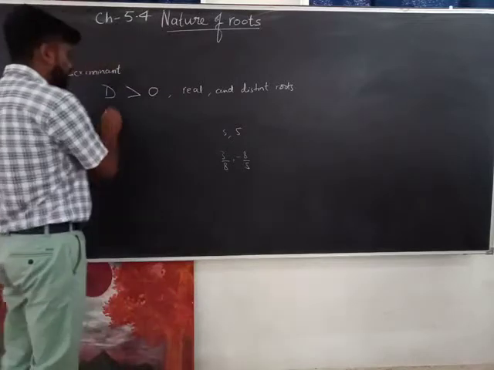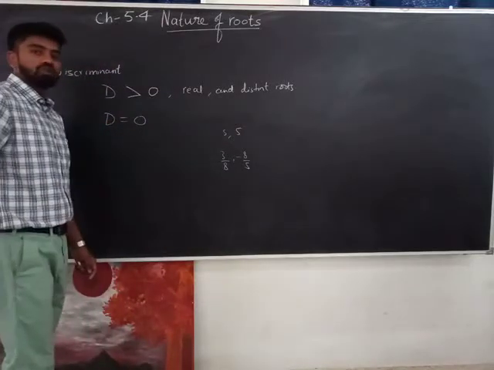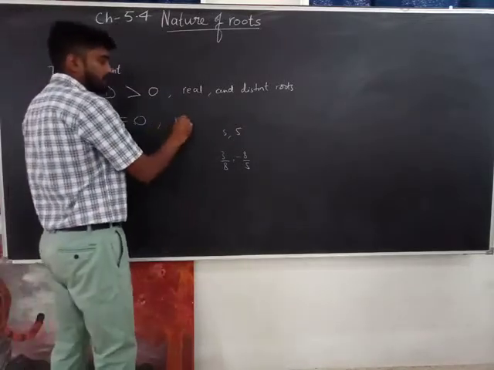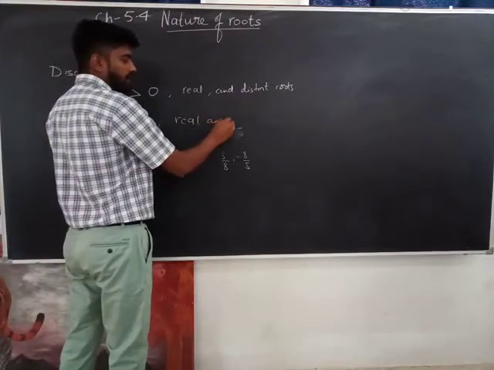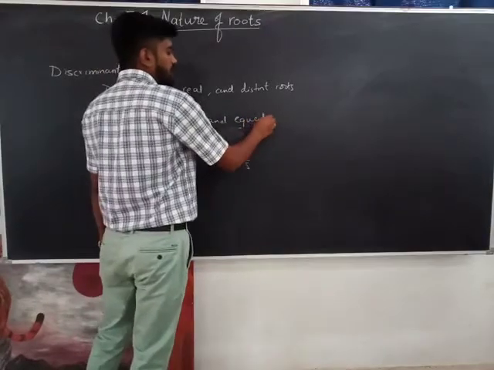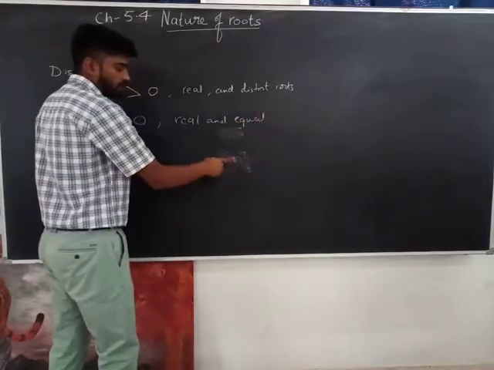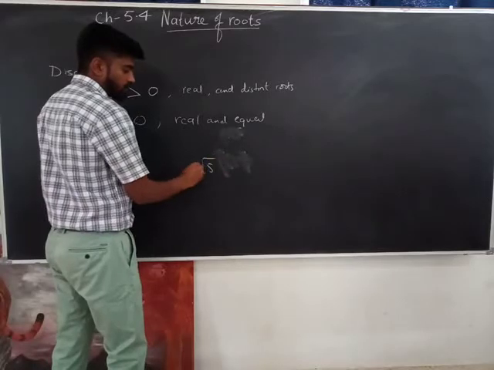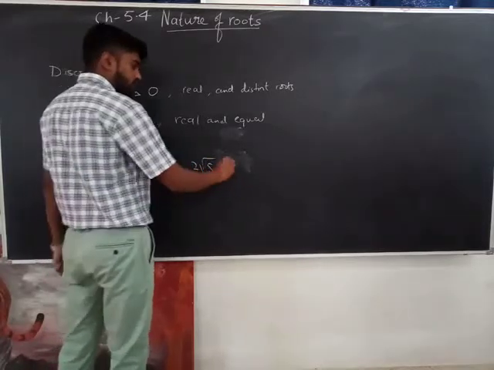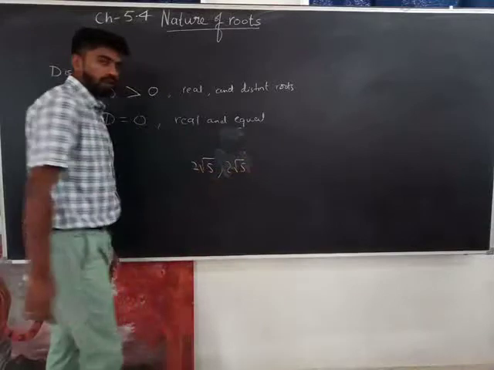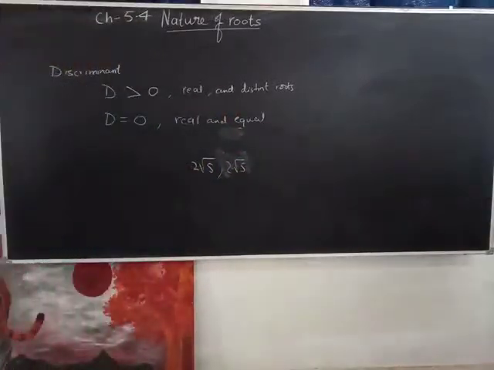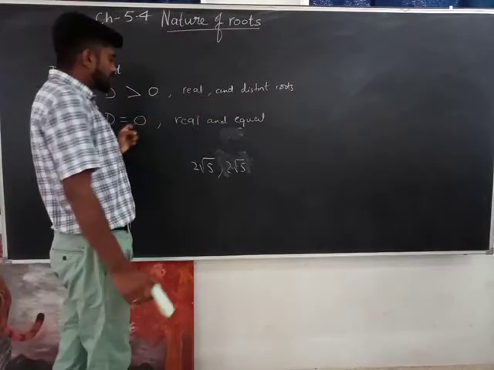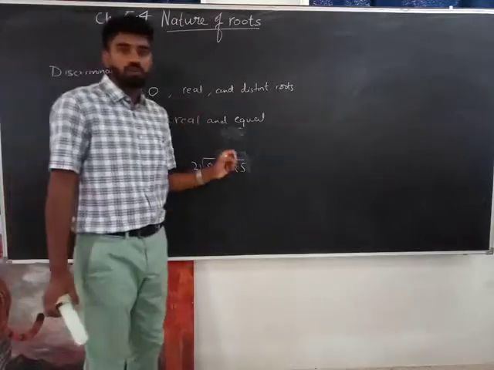But if D is equal to 0, then the roots that come as answers are going to be real and equal. Real and equal means if one answer is, let's say, root 5, the other answer is also going to be root 5. So both the answers are going to be the same. So you all understood that if the discriminant is greater than 0, real and distinct roots will come, and if D is equal to 0, then real and equal.